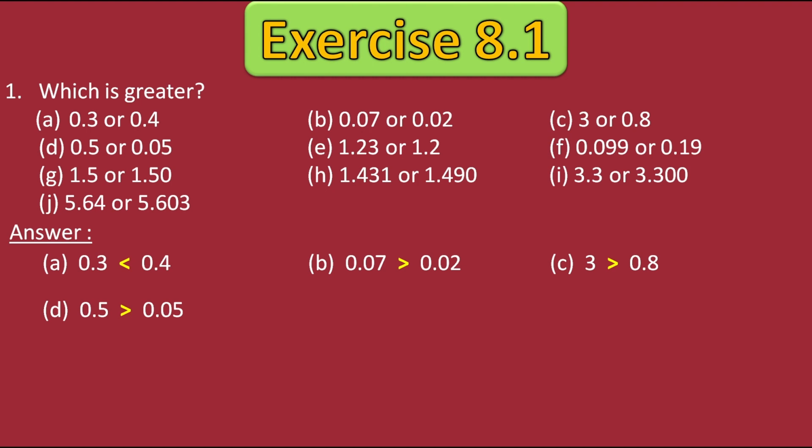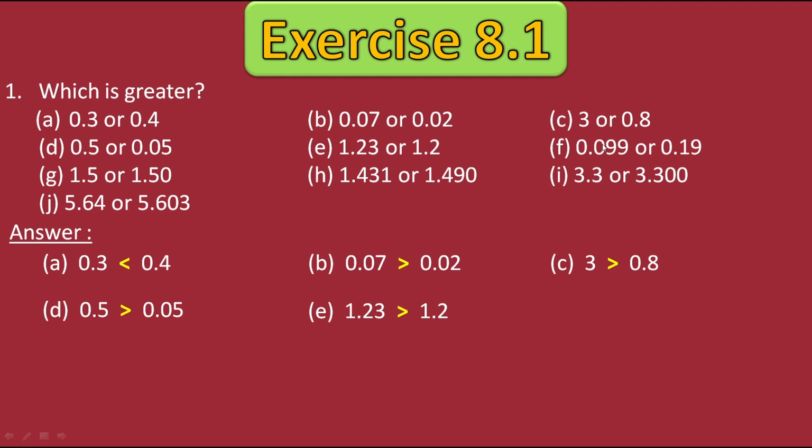Now here we have 1 as the whole number in both, so they are equal. The first digit after the decimal point is 2 here and also 2 here, so they are equal. We move to the next one: we have 3 as the second digit after the decimal point, but here we don't have any second digit, so we consider it to be 0. We know 3 is greater than 0, therefore 1.23 is greater than 1.2.